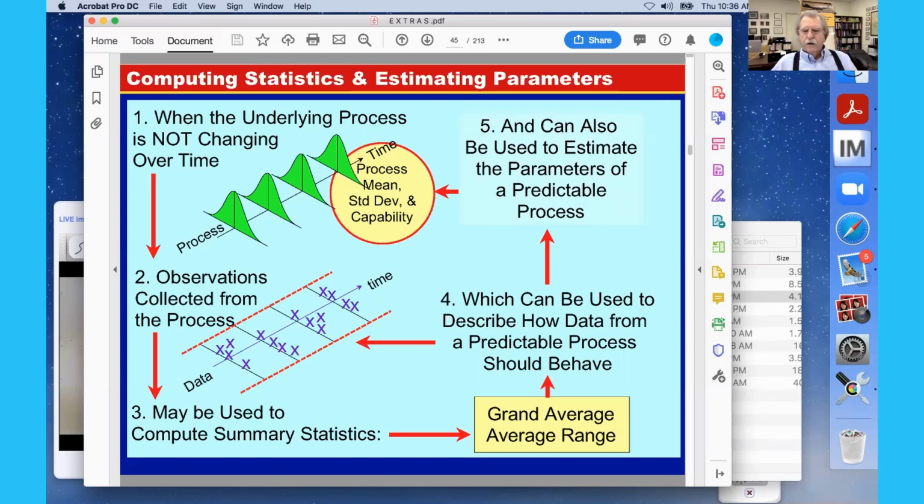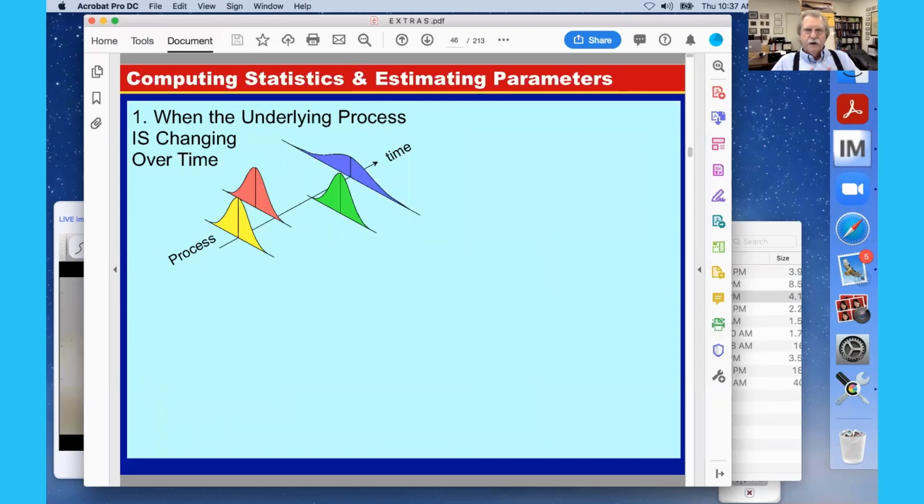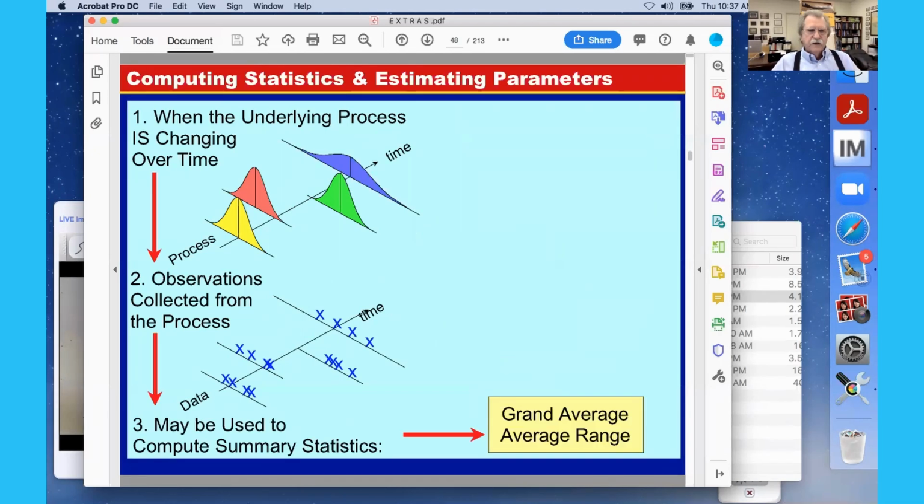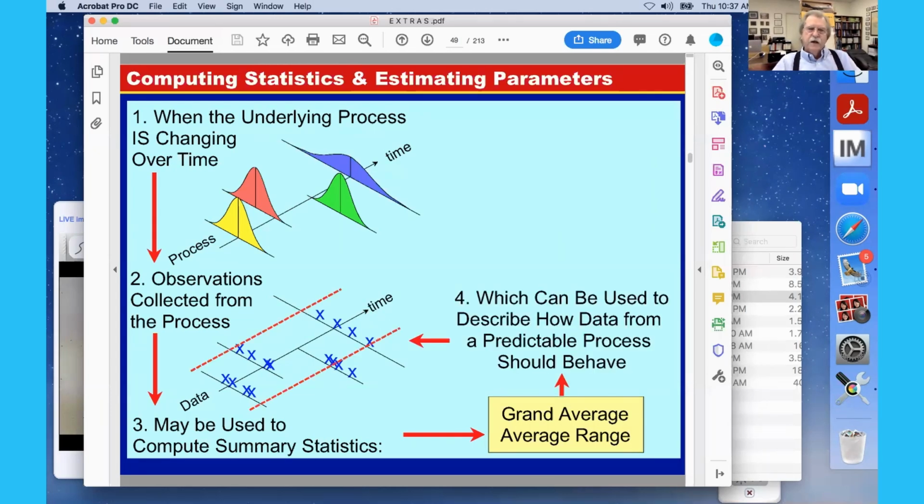But if our process is unpredictable, it's changing over time. Again, we can collect data from the process. And since statistics are nothing but data plus arithmetic, there's nothing to keep us from computing our summary statistics, the grand average and the average range. And we use these summary statistics to describe how data from a predictable process ought to behave. But here we see that the data don't fit with that prediction. So we don't have a predictable process.